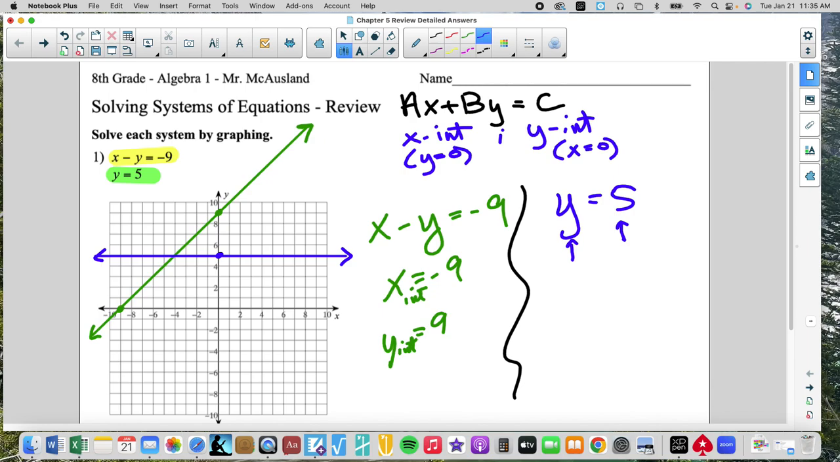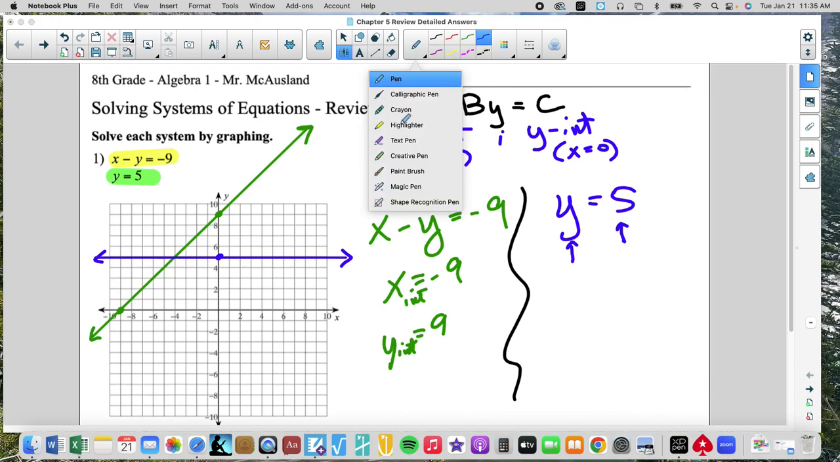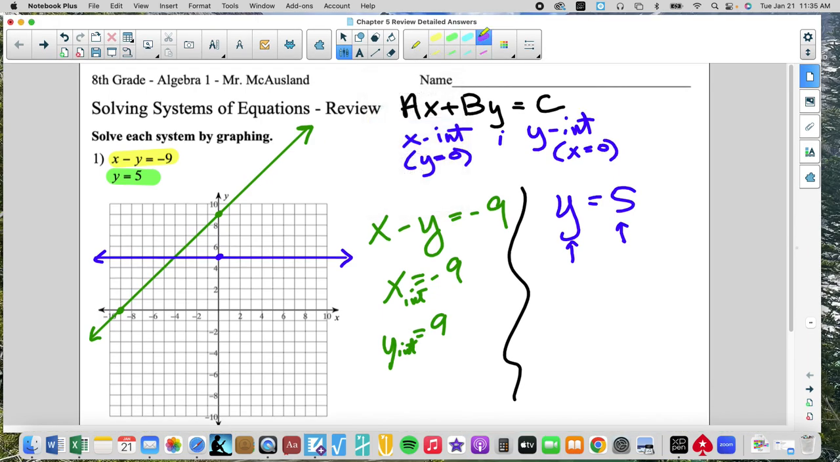Now we look to see where they intersect. The intersection, where it's true for both, is this coordinate, and that coordinate's location is (-4, 5). So that is the solution that both of those linear equations share. The solution to the system would be (-4, 5).